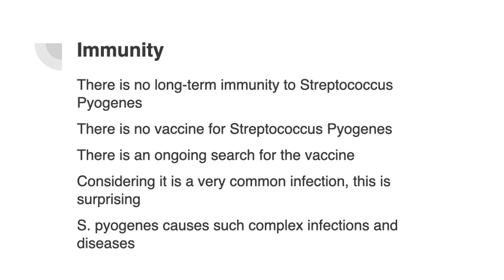There is no long-term immunity to S. pyogenes, and there is no vaccine for Streptococcus pyogenes. There is, however, an ongoing search for a vaccine, and considering it is a very common infection, it is kind of surprising that we don't have one, but of course they are definitely looking into making one. It's just that since strep pyogenes causes such complex infections and diseases, it's hard to see if a vaccine will be coming out anytime soon.